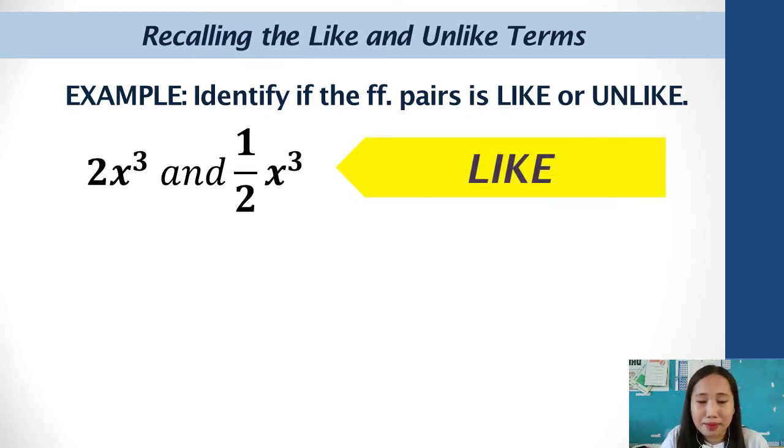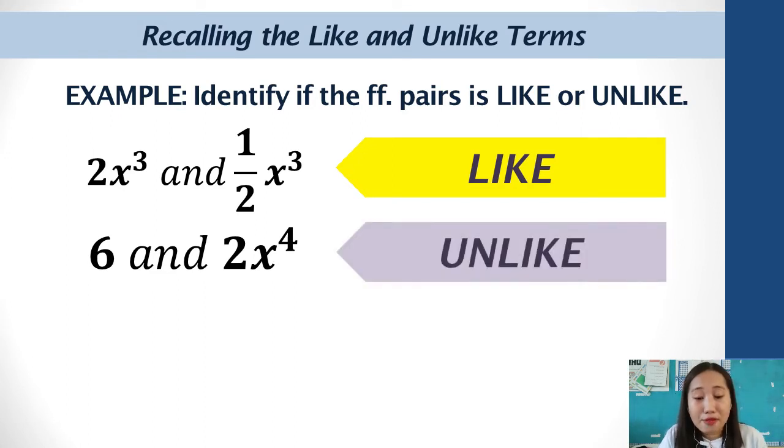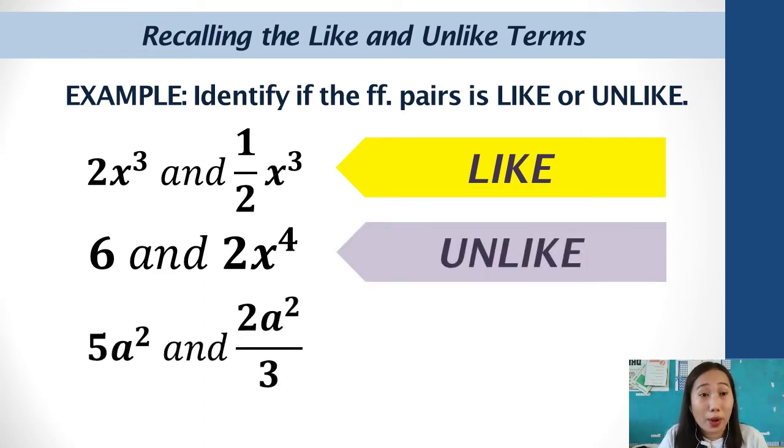Like terms. Next one, 6 and 2x to the 4th. Madali lang kasi yung isa may literal coefficient, yung isa wala, meaning hindi sila magkatulad. They are called unlike terms. Last one, 5a squared and 2a squared over 3. Like or unlike?